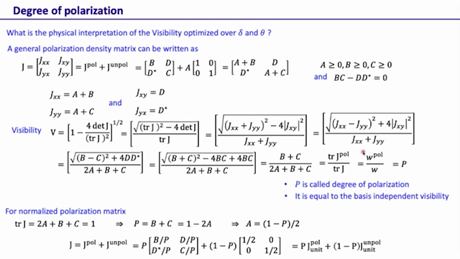The first one is the intensity associated with the polarized part divided by the total intensity, that is the degree of polarization. The other interpretation is that for a normalized polarization matrix, if we write it in this manner, then the degree of polarization is equal to the weightage of the polarized part. So that is the physical interpretation associated with this visibility that we optimized over delta and theta. This is a basis independent quantity. It doesn't depend on the basis, so it has a lot of importance.